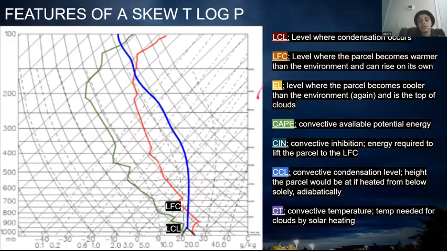on its own. The EL is the equilibrium level, and it's the level where the parcel becomes cooler than the environment. So now it crosses over again, and that's the top of our thunderstorms.